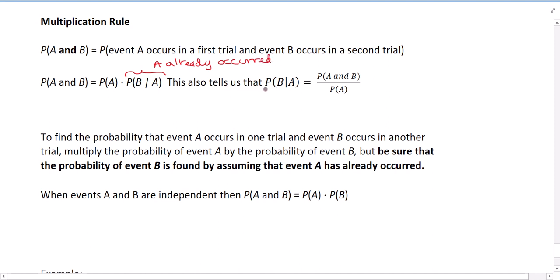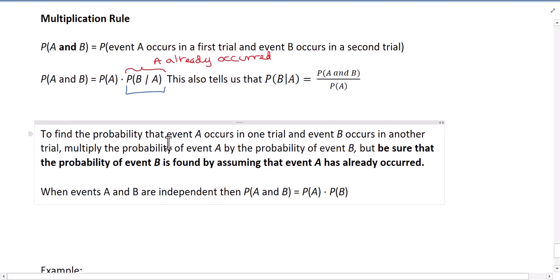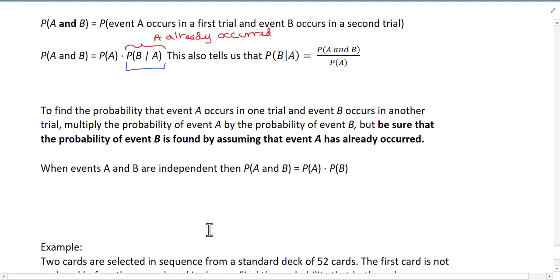So this also tells us that the probability of B given A is the probability of A and B divided by the probability of A. Again, just do some quick algebra here. If I wanted to solve for this, divide both sides by P of A, and then you'll get this equation. So to find the probability that event A occurs in one trial and event B occurs in another trial, we multiply the probabilities. But be sure that the probability of event B is found by assuming that event A has already occurred.